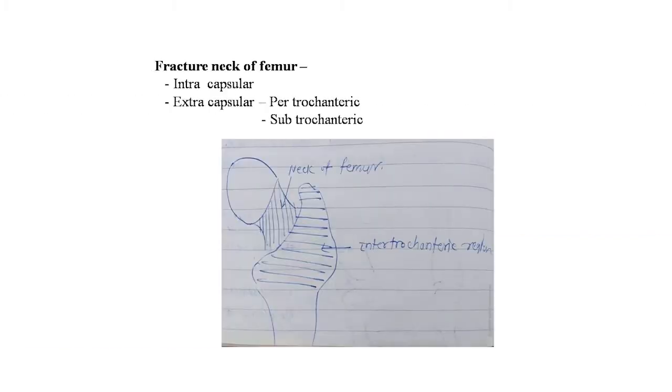Now the next point is the fracture neck of femur. There are two types of the fracture of neck of femur. First is the intracapsular and second is the extracapsular. Extracapsular is subdivided into two types, pertrochanteric and subtrochanteric. The image is clearly showing the neck of the femur, and the intertrochanteric region is shown by the shaded lines.